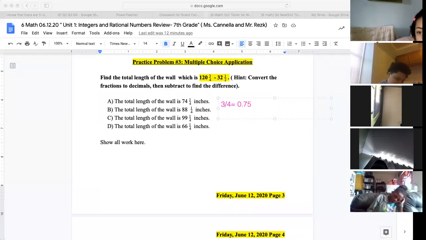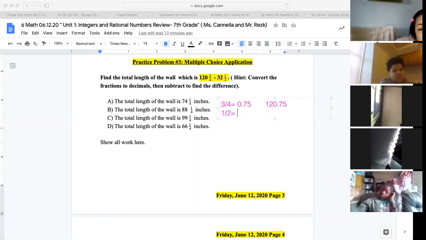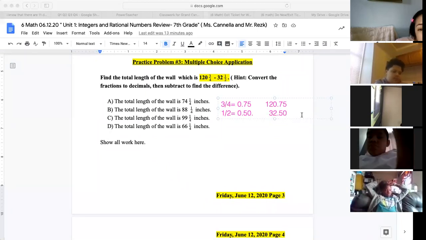So now, if I have 120 3/4, 120.75 is what this is equal to. Now, let's look at 1/2. If I have a half, if I have 2/4, how much money is 2/4? Think about fractions as money. 50 cents. Okay, so 0.50. So 32, we keep the whole number. I think we did this problem before. 32.50. Everyone understands what we did here.